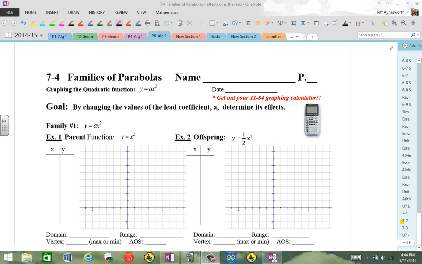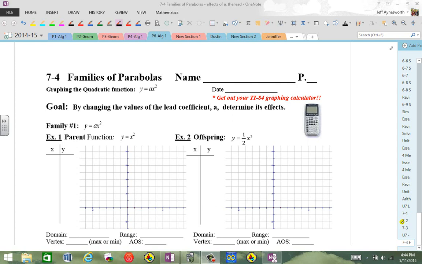We're going to get into another lesson on how to graph parabolas, and we're going to take a look at a special family of functions of the parabola called y equals ax squared. What we're going to do is take a look at what happens to the function after changing the values of a, which is called the lead coefficient.